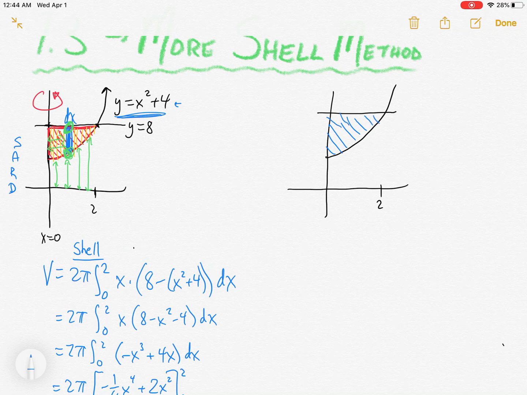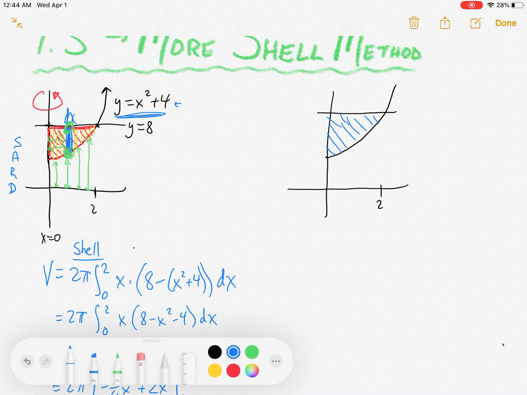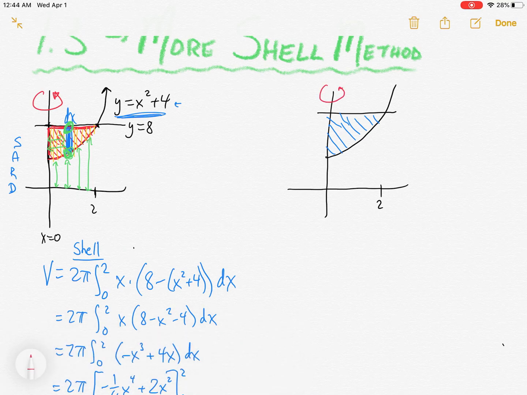Oh, I didn't do the right colors so well. Switching things up a little bit here. So we're revolving around the same axis, and now it needs to be perpendicular. So this can be disk, right? Because there's no inner radius. The inner radius is always 0.